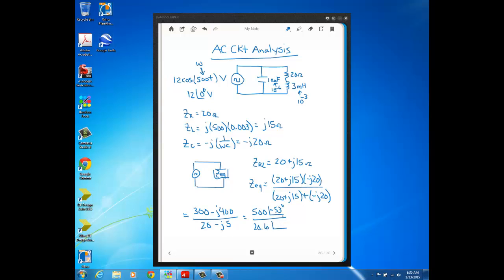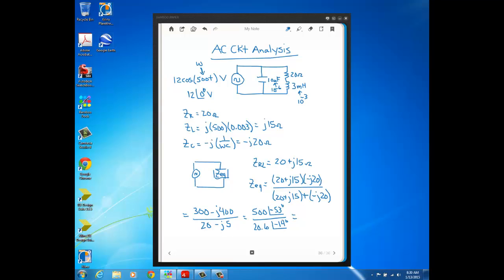And we've got an angle of minus 14 degrees. Remember, to go from rectangular to polar, the magnitude is just the sum of the squares, square rooted. So 300 squared plus 400 squared, all square rooted, will give you the 500. And then to get the angle, it's just the arctan, or inverse tan, of the imaginary part divided by the real part.